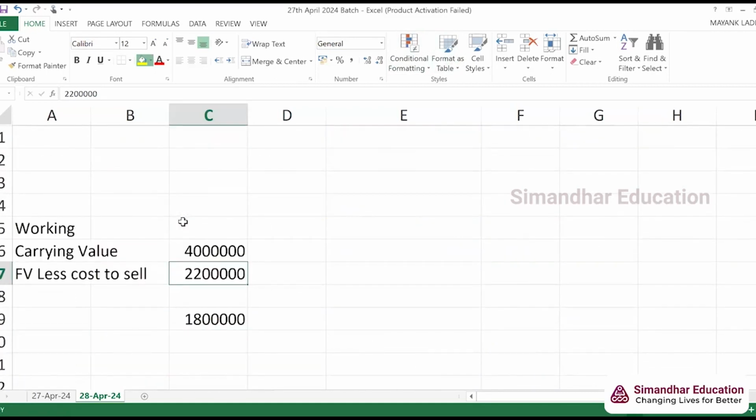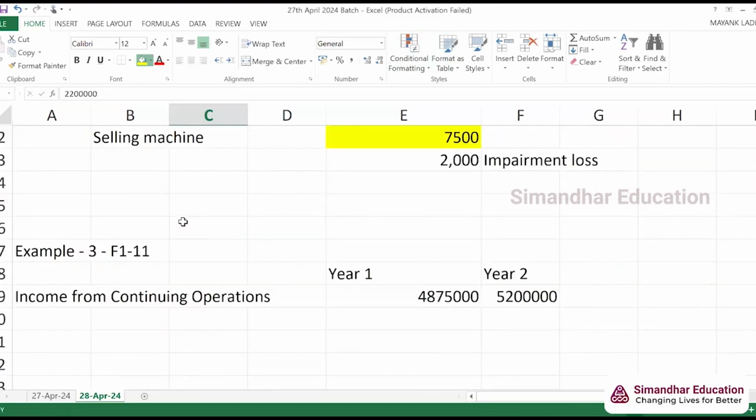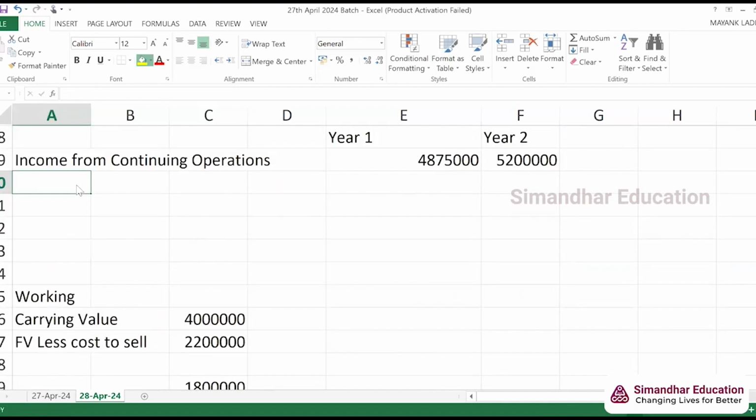Now, when it comes to discontinued operations, one we have already shown, income from continuing operation, right? That we have already shown, and that is a net of tax number. If they give it, it is a net of tax number. Now, once we have shown the income from continuing operation, the next thing is we have to show discontinued operation. Correct? Discontinued operation.